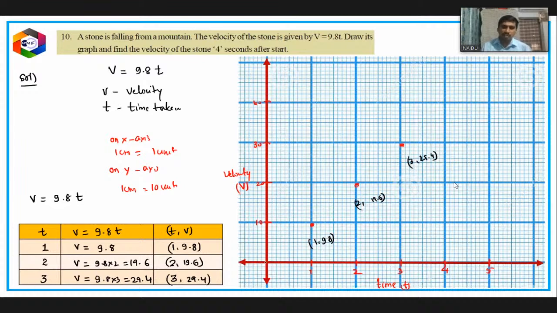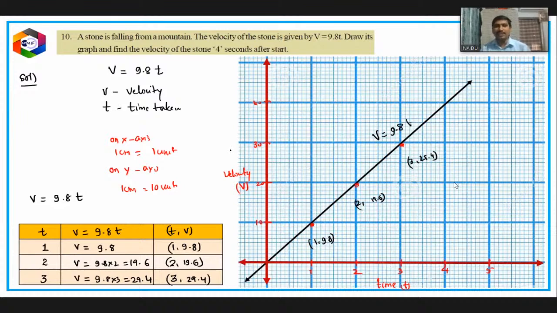Now let us join these 3 points using the scale. Observe, children, that I'm going to draw a straight line passing through these 3 points. So the equation v is equal to 9.8 into t will be the required equation of this graph. This is the linear equation which represents the velocity and time graph. So this is the way.